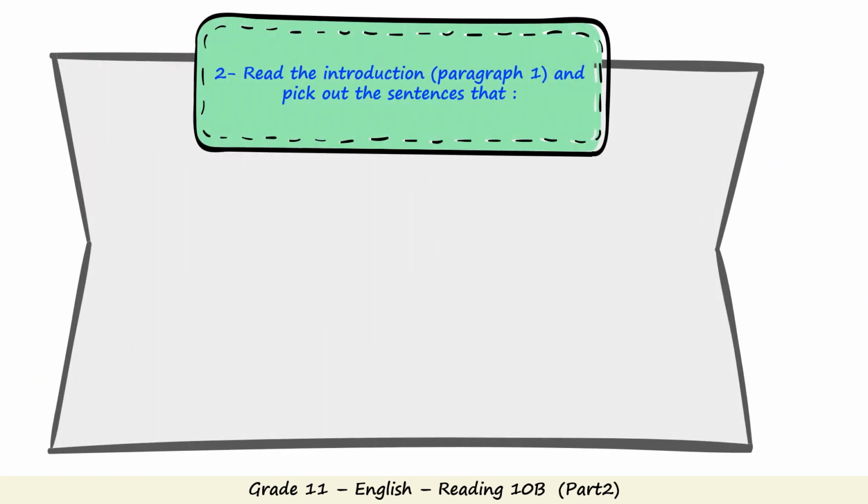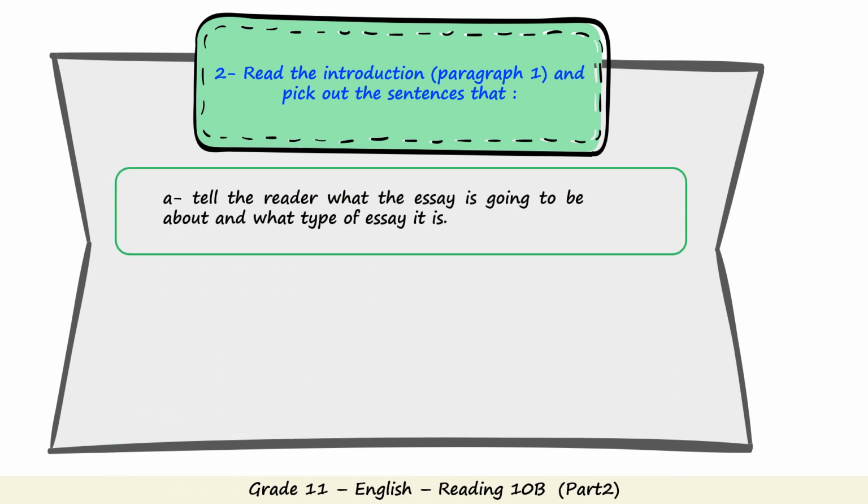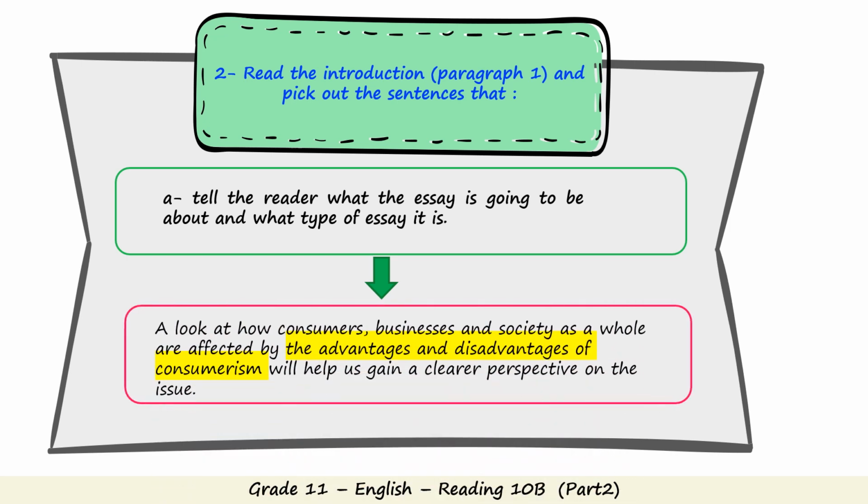Question 2. Read the introduction, paragraph 1, and pick out the sentences that tell the reader what the essay is going to be about and what type of essay it is. In other words, it's called the blueprint for the essay. So you can find this in the introduction in line 5. Good. A look at how consumers, businesses, and society as a whole are affected by the advantages and disadvantages of consumerism will help us gain a clearer perspective on the issue.